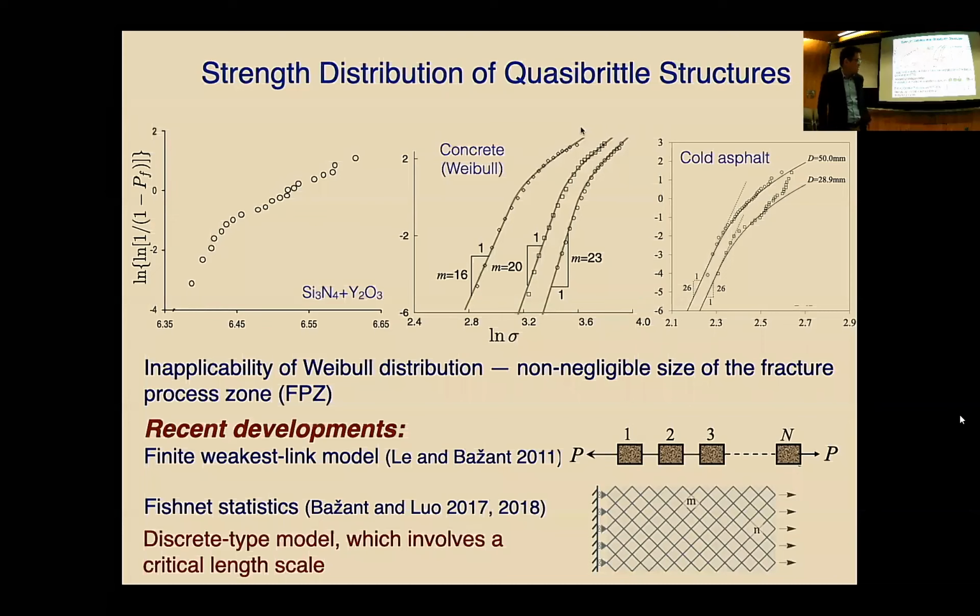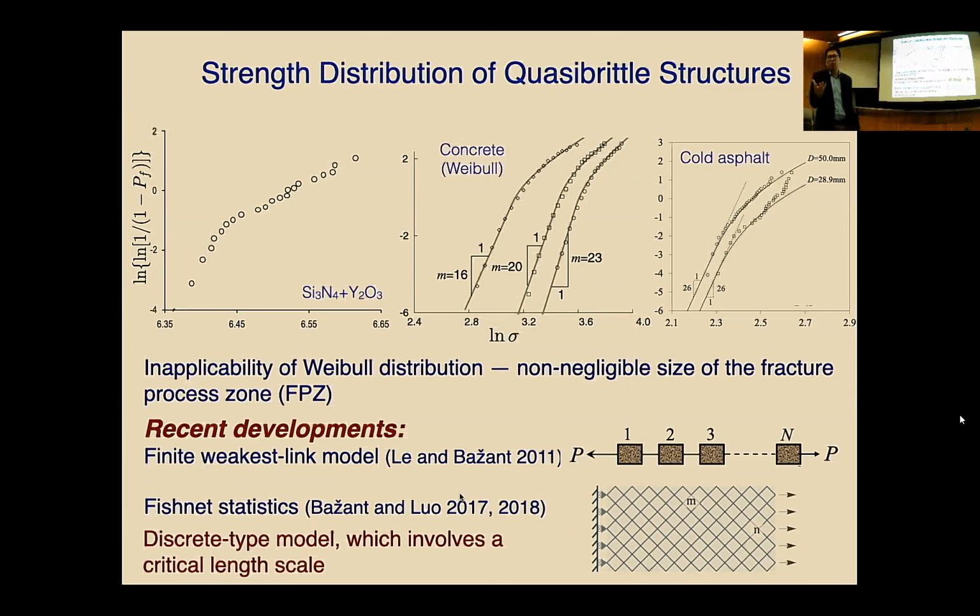Here they basically model the specimen as a discrete lattice. Of course, this is more complicated, and you can imagine that this could capture the distribution of damage in a stochastic way. But nevertheless, I want to point out that both the finite weakest-link model and the fishnet statistics are discrete in nature. If you think about the weakest-link model, we need to think of the specimen as represented by a chain of elements. Once we do that, we have to introduce the length scale.